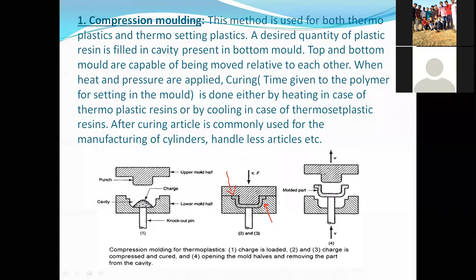Finally, what we are saying here is that the plastic will be squeezed and converted into a U-shaped article. You see this: the plastic which is converting into a U-shaped article. It is known as a U-shaped article.